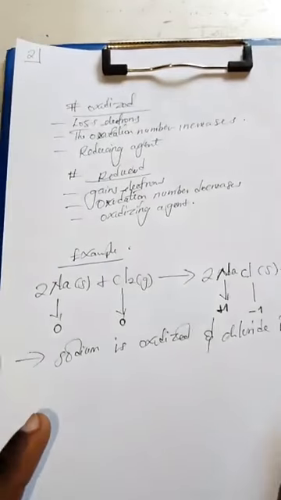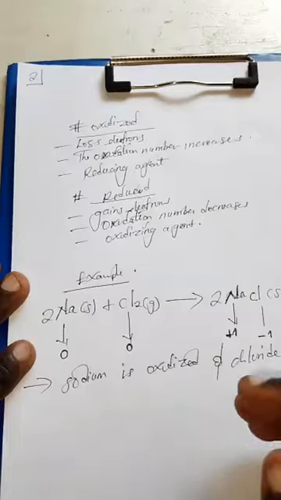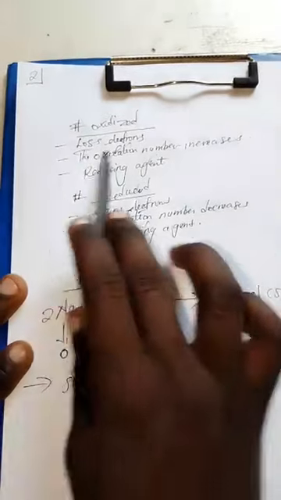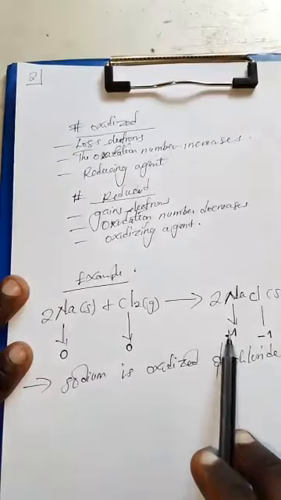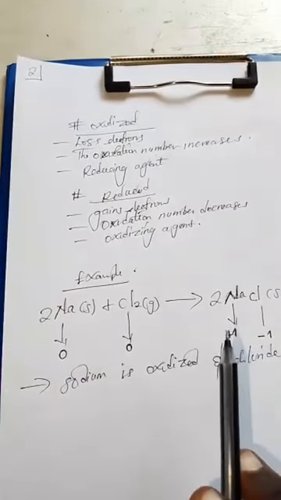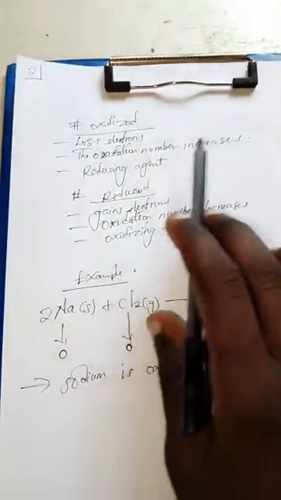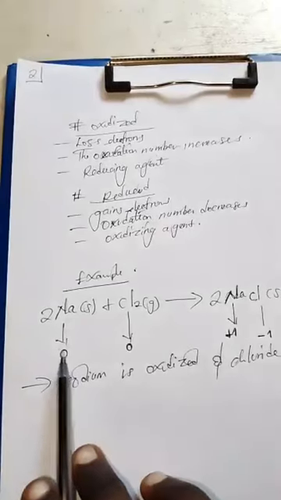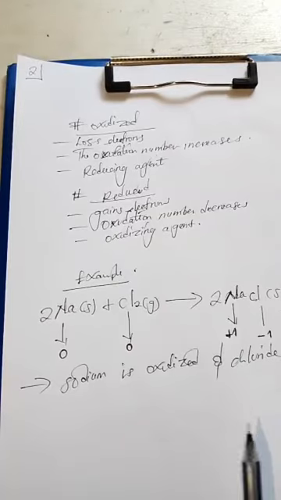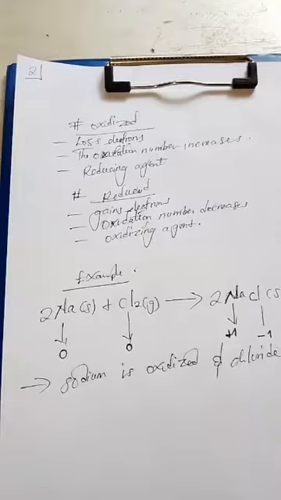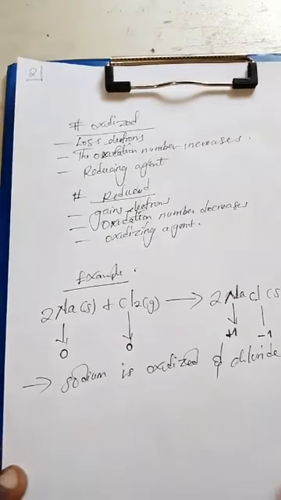What are the terminologies under an oxidized atom? I said there will be loss of electrons. When there is a positive, it means there's a loss of electrons. Then the oxidation number increases. The oxidation number here is 0, and here we have positive 1. See? The oxidation number has increased. So what agent are we going to call it? It's a reducing agent.